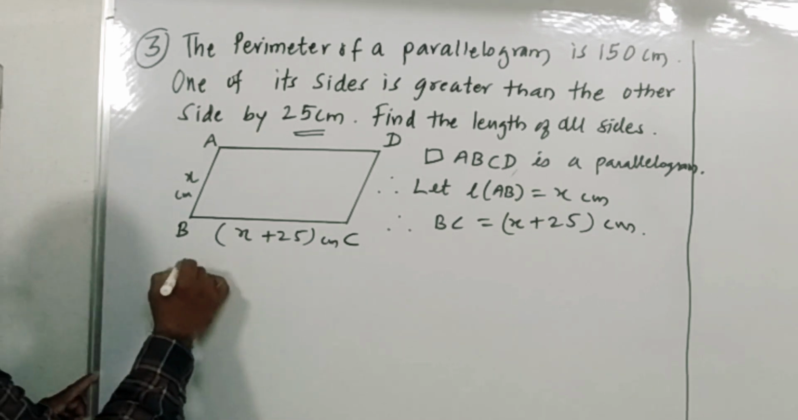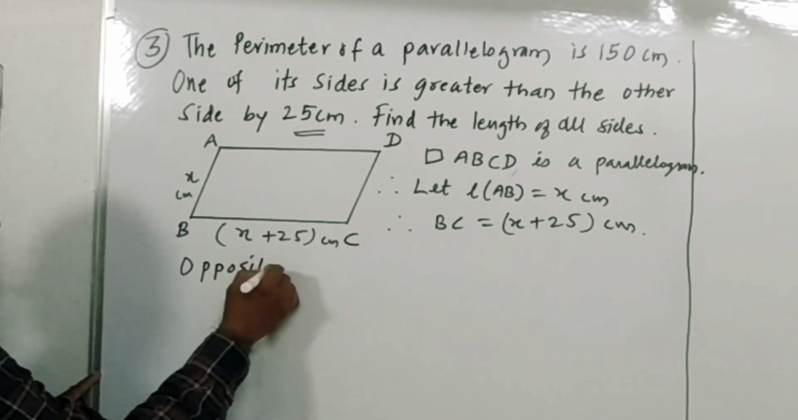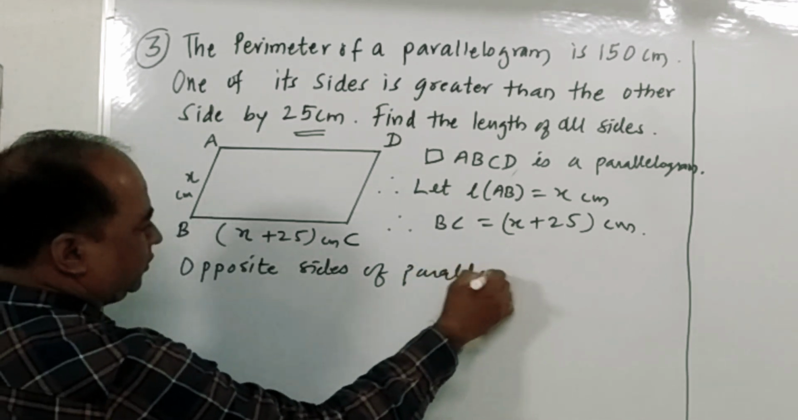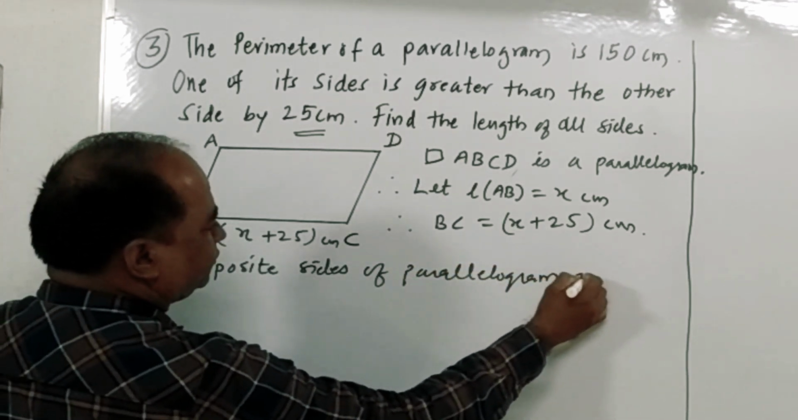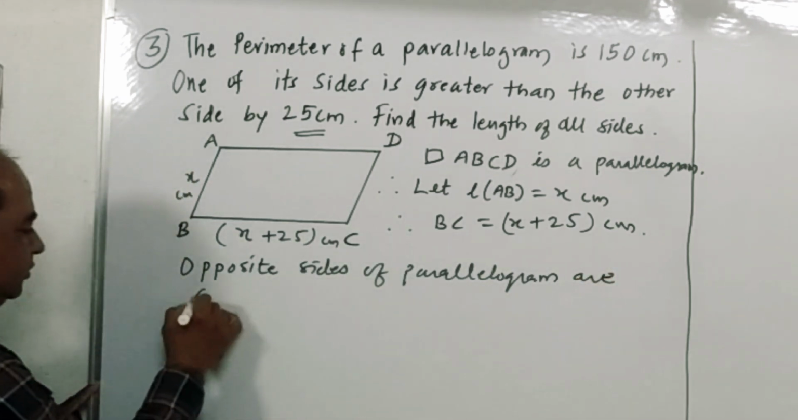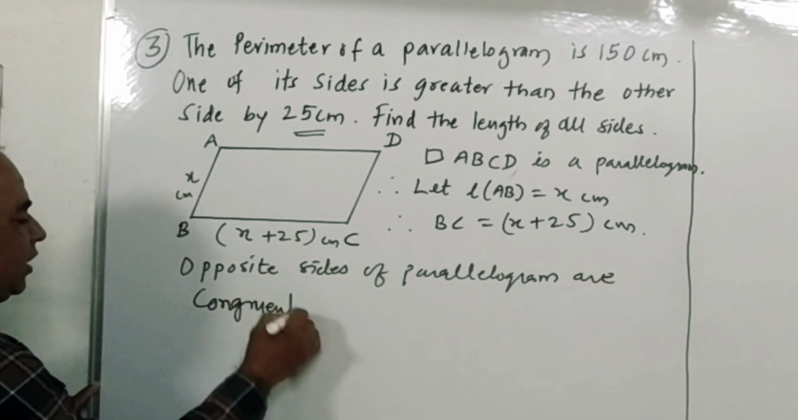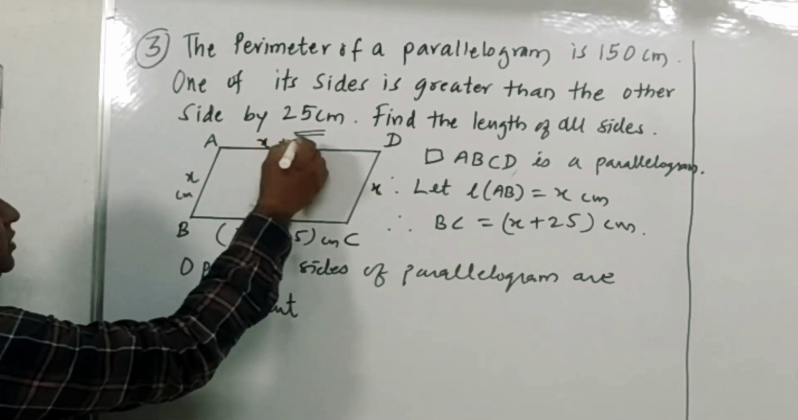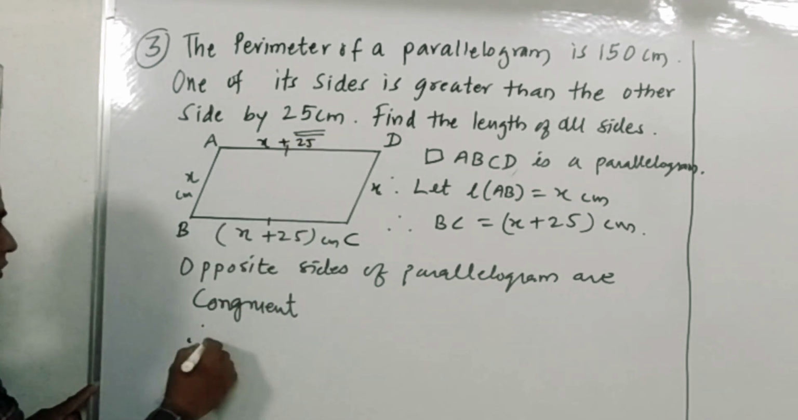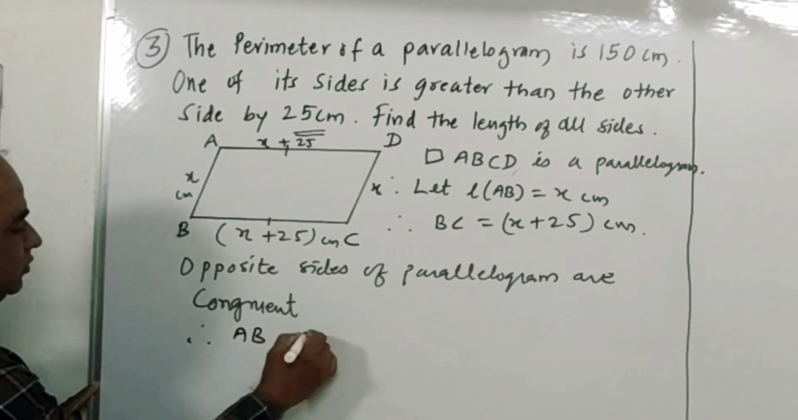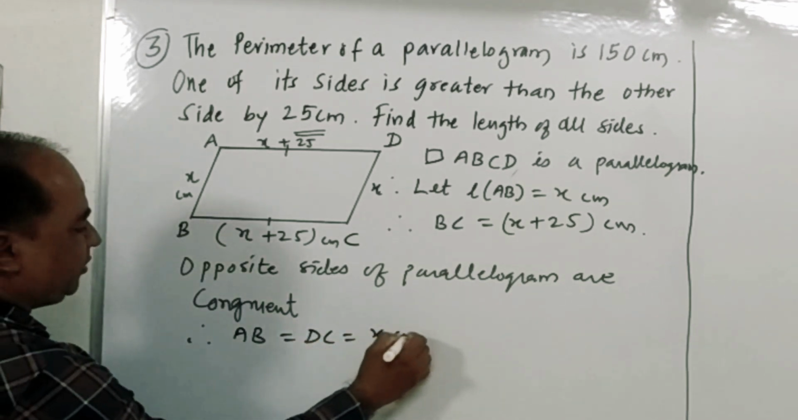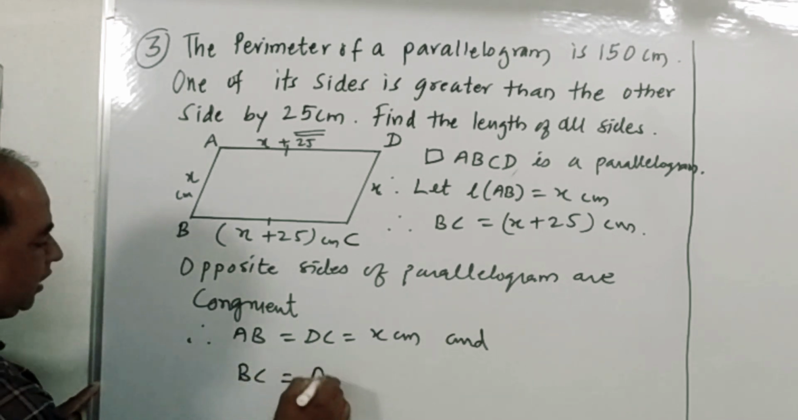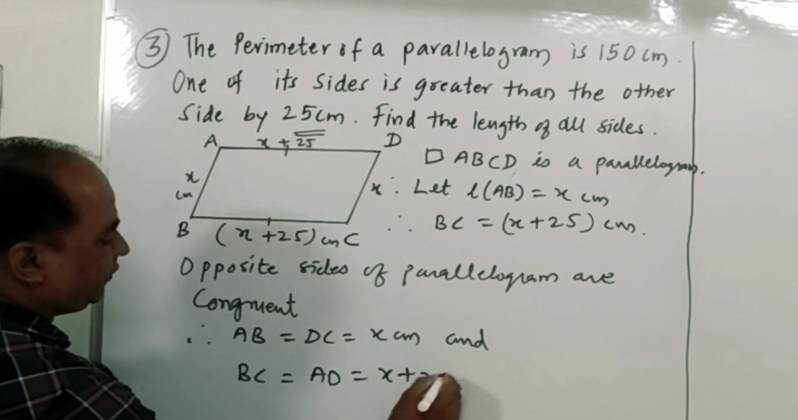Now we know the property of a parallelogram that opposite sides of a parallelogram are congruent. Therefore, BC is equal to AD and AB is equal to DC. So BC is equal to x plus 25, so AD is also x plus 25. AB is x, DC is also x centimeters. And BC is equal to AD, equal to x plus 25 centimeters.